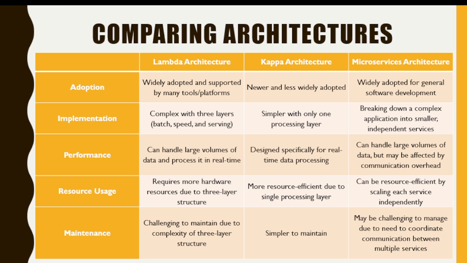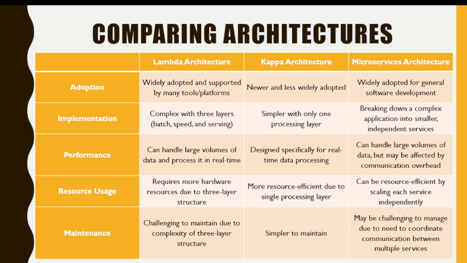When it comes to performance, Kappa architecture and Lambda architecture both handle large volumes of data and process it in real time. However, Kappa architecture is designed specifically for real-time data processing and may perform better in this context. Microservices architectures can also handle large volumes of data, but performance may be affected by the overhead of communication between services.